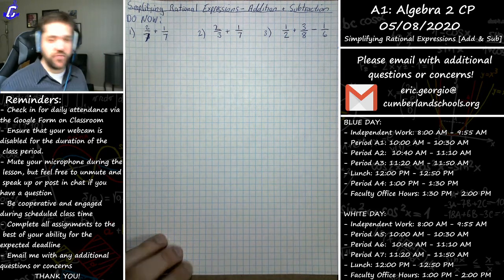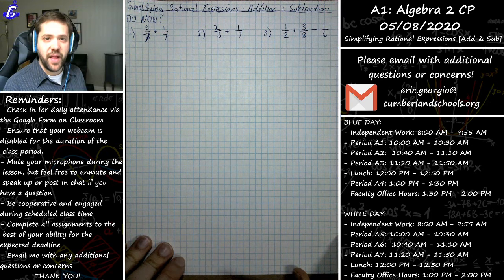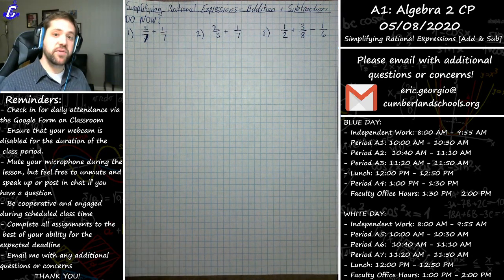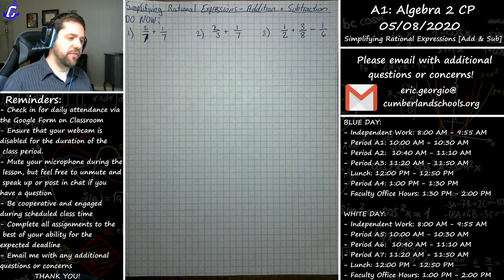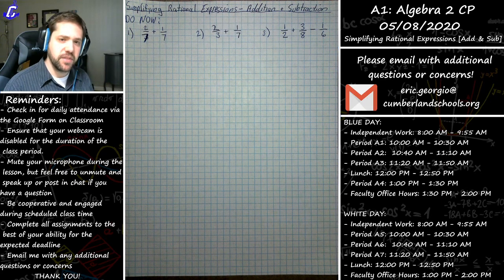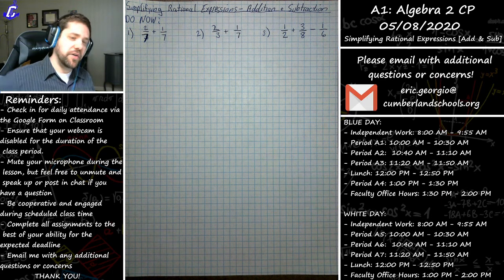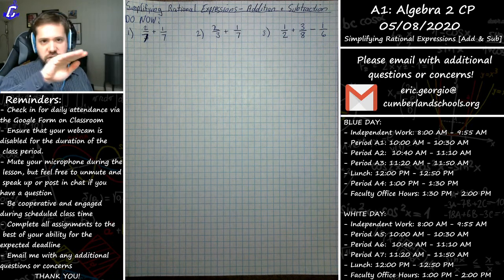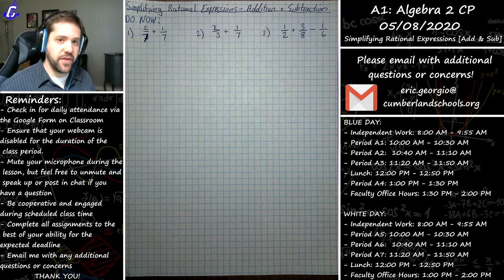I got a quick little do now for you right up here on some adding and subtracting fractions. If you noticed, last class we started off with multiplying and dividing fractions. That was a great review of the fact that if you have to divide by a fraction, you need to multiply by the reciprocal. And also, if you multiply fractions, you really just multiply the numerators and multiply the denominators.